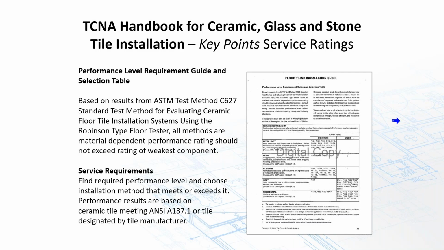Let's talk a little bit about service ratings. Remember I showed you in the previous one that the service rating was extra heavy. So based on a test called ASTM C627, the Robinson floor machine, the TCNA handbook gives you different areas of use. So we'll get into this in a little bit more detail in future slides as well. But these service ratings are kind of to give you an idea of where that installation might go.